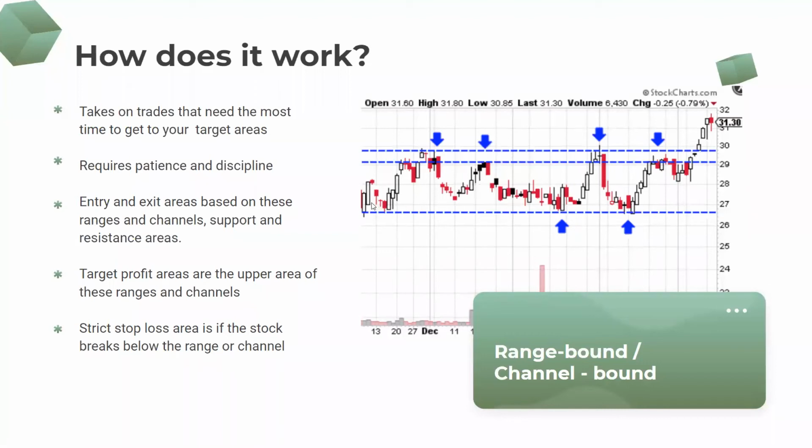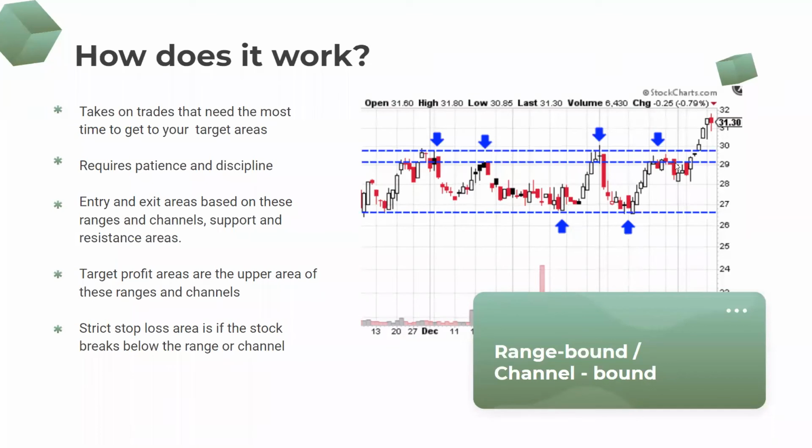And it's been doing that frequently. You always want to look for consistency with the channel range bound trade. You want to see it testing that resistance and support all the time, getting up to that resistance, failing, coming back down to support, and repeating itself.